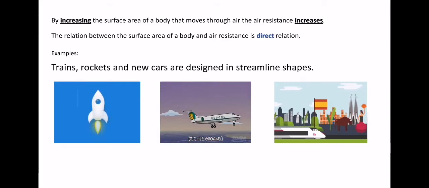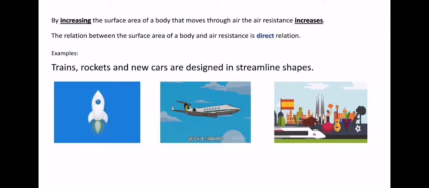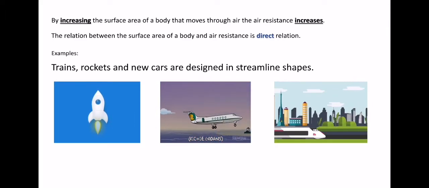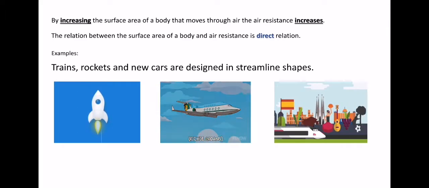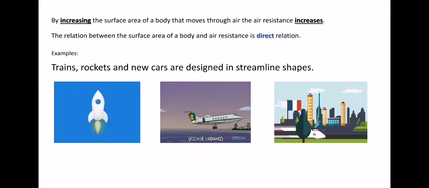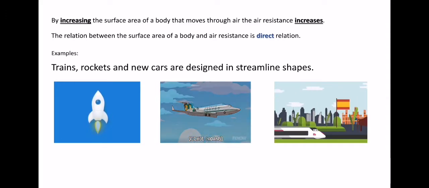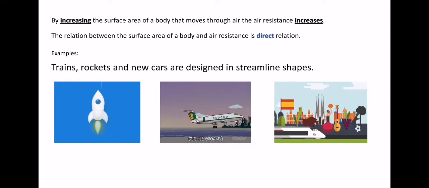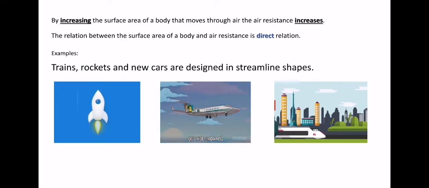Again, the trains or rockets or new cars are designed in streamlined shapes. Why are they designed in streamlined shapes? To decrease the surface area, so the air resistance will decrease. So they will move at a high speed.